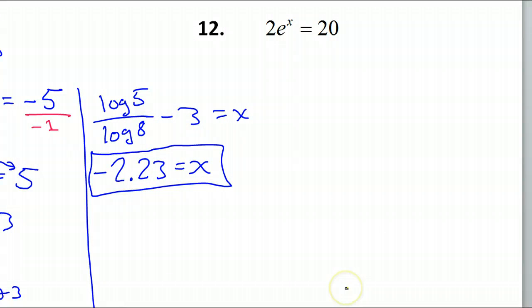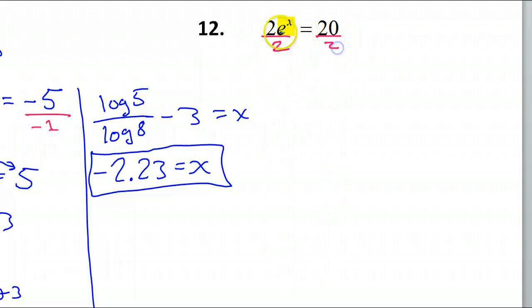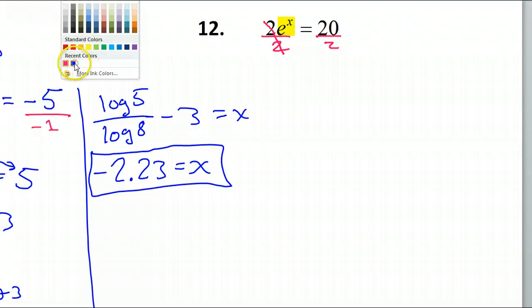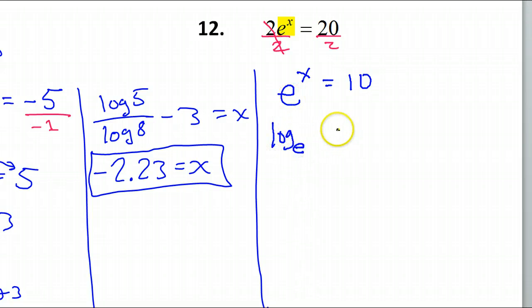How about number 12? All right, once again, we need to get the base and power by itself. This one is relatively easy because we just divide by 2 on both sides. So that will give me e to the x power is equal to 10. You can't do a common base between e and 10, so let's definitely go for log form. So start with the base. This would be log base e. And the x and the 10 will change places, which is good because we're getting x by itself right away.